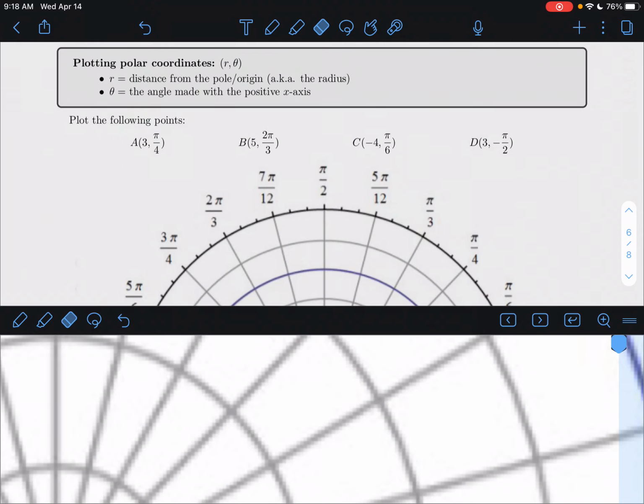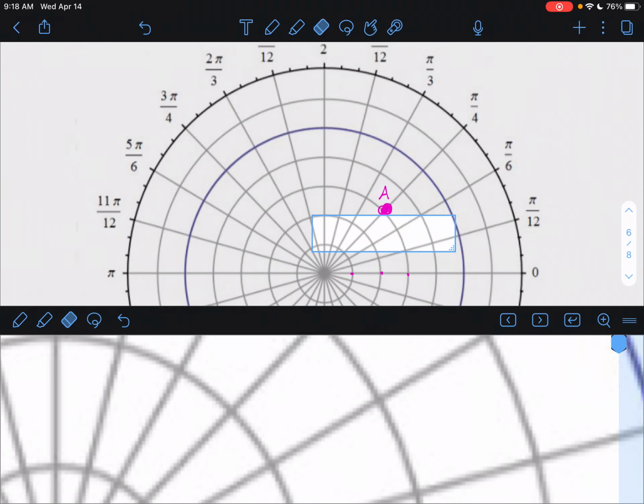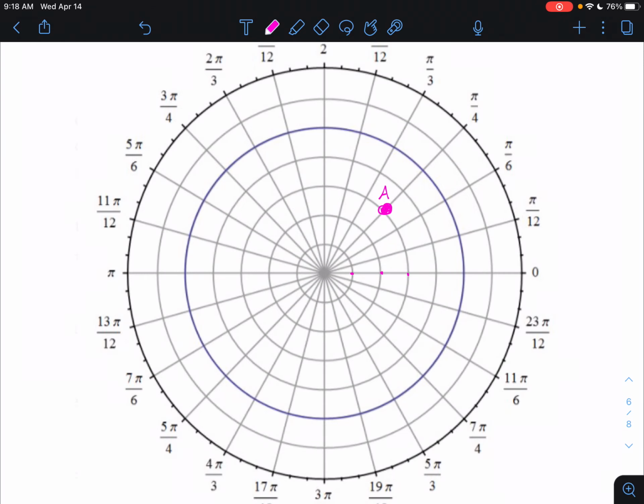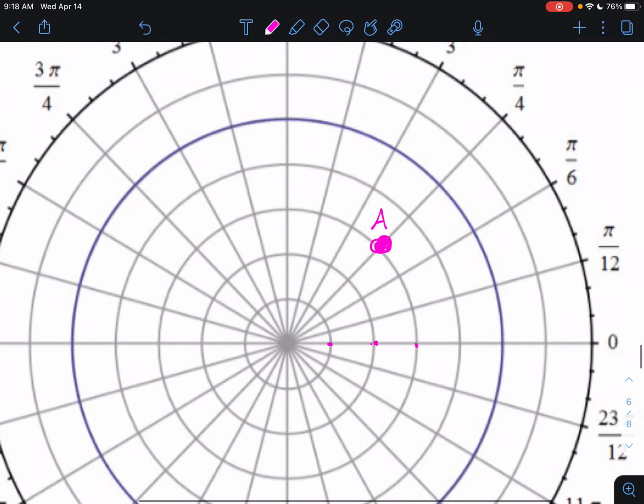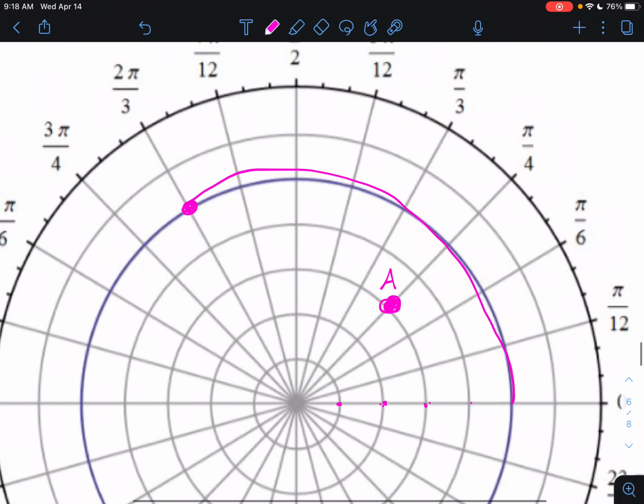Next, I have 5, 2 pi over 3. This should be the same sort of thing. I'm going out 5 and then turning 2 pi over 3. So out 1, 2, 3, 4, 5. Then turn 2 pi over 3. I believe that's this one right here. And we'll have a point right there. And I can tell that that's 2 pi over 3 because it is on that line for 2 pi over 3. So there's my point B.